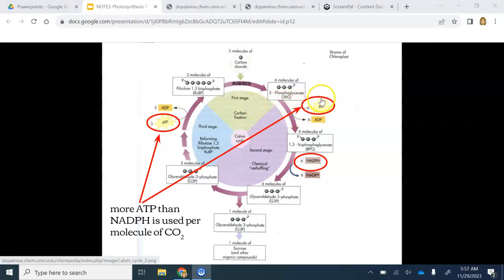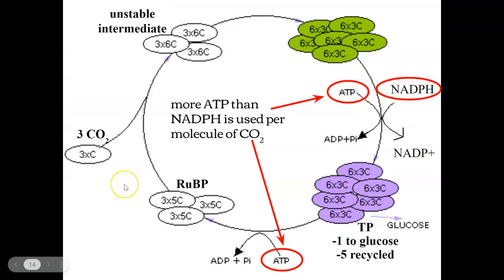Okay, so again, we're consuming 9 ATP, 6 here, 3 here, and only 6 NADPHs per 3 spins on the Calvin cycle. This is showing the same thing. More ATP is consumed because it's consumed in 2 parts of the reaction, 2 different phases of the Calvin cycle, compared to NADPHs.